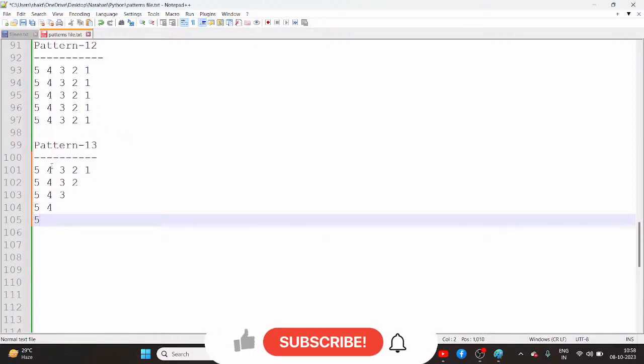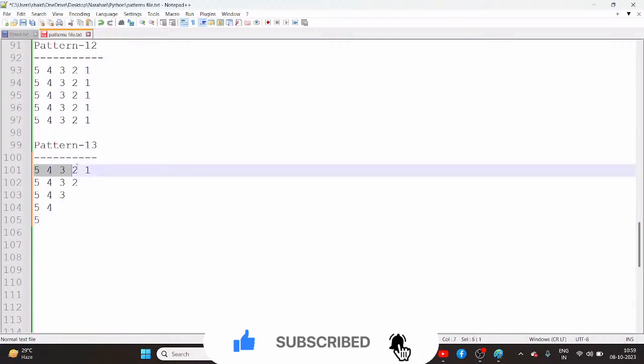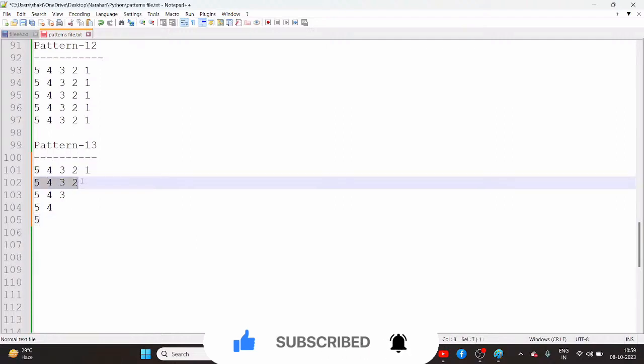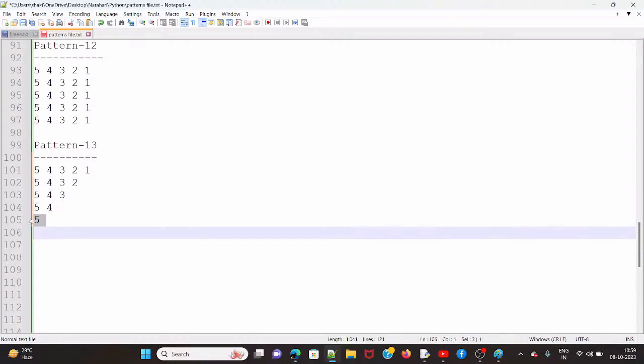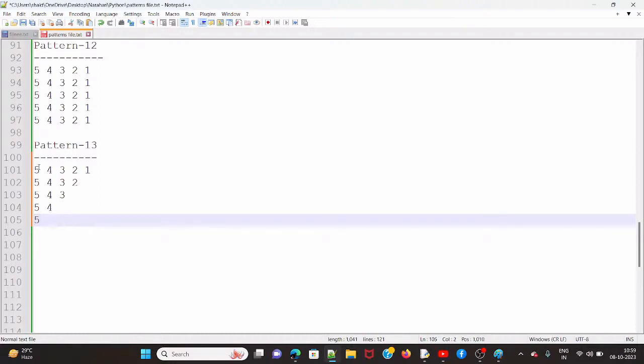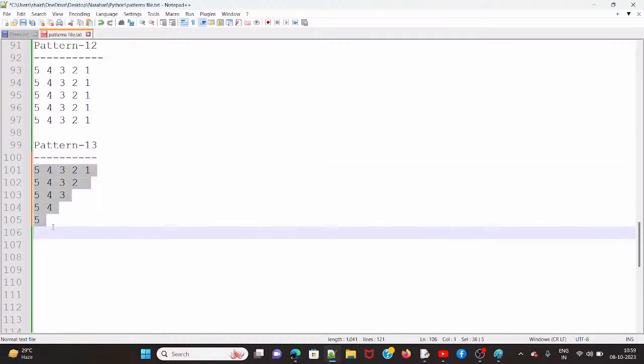A different pattern. This is a different pattern, guys. 5, 4, 3, 2, 1. 5, 4, 3, 2. 5, 4, 3. 5, 4. And only 5 coming here. All of you, let us try this pattern now. The same I am taking now.